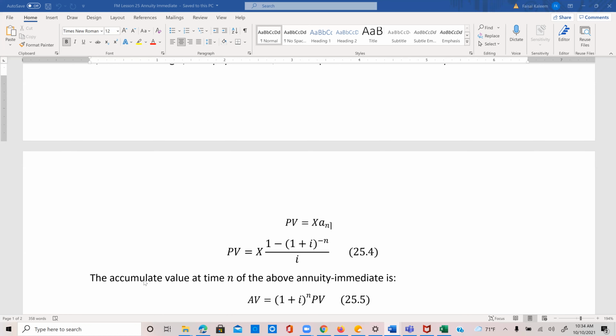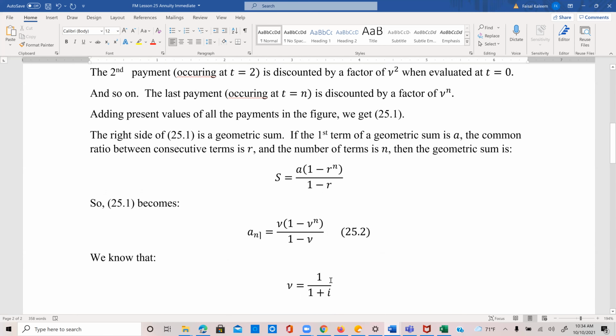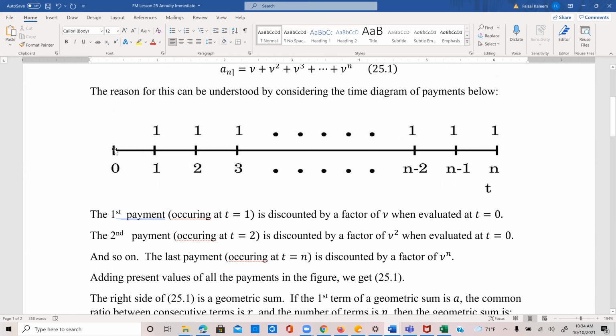Now the accumulated value at time n. So this is the present value, and this present value is at time 0. If instead you want the accumulated value at time n, then in general, you just send the present value forward n periods through this interest rate. And so you just multiply the present value by 1 plus i to the n, because remember, present value is sitting at time 0. If you want to send it to time n, there are n periods. And so you multiply it by 1 plus i to the n.